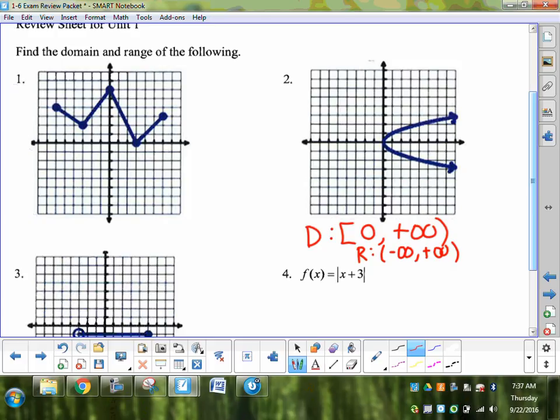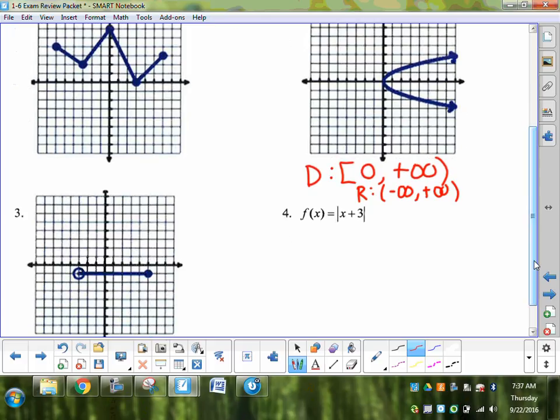This is an absolute value graph. Hopefully you did them before. They look like V's when you graph them out. What is the domain, though, of this? Hands up, please, if you can tell me what the domain is.